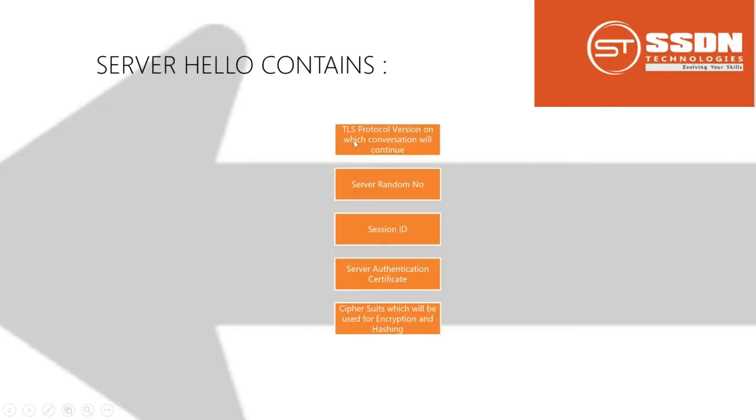When this client hello is received by the server, it decides which TLS protocol they need to talk. They select the highest protocol version that is available on both the client and the server, which is common. Now here, the server generates its server random number, the server generates the session ID, and the server has its server authentication certificate. So it sends the certificate without the private key in the server hello packet, and it also sends the cipher suite on which we need to talk.